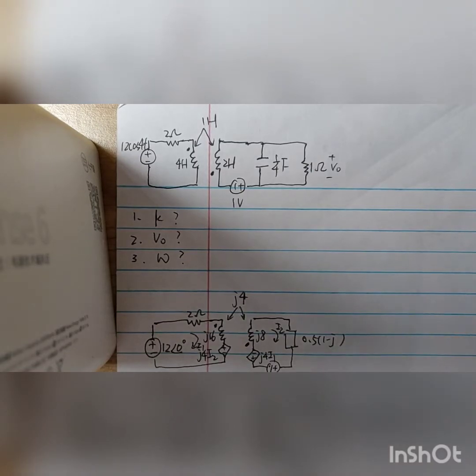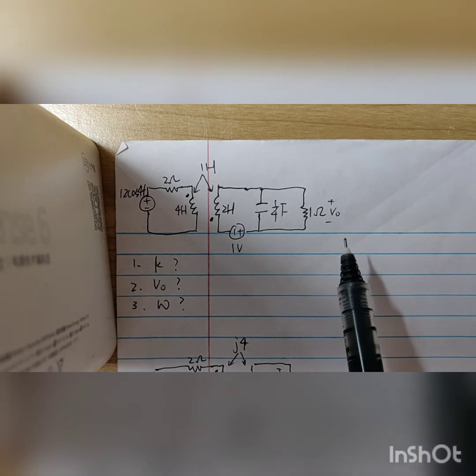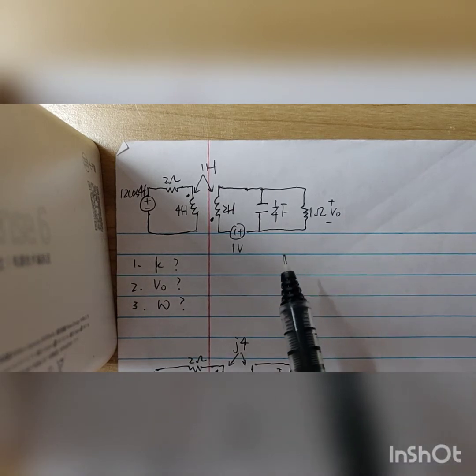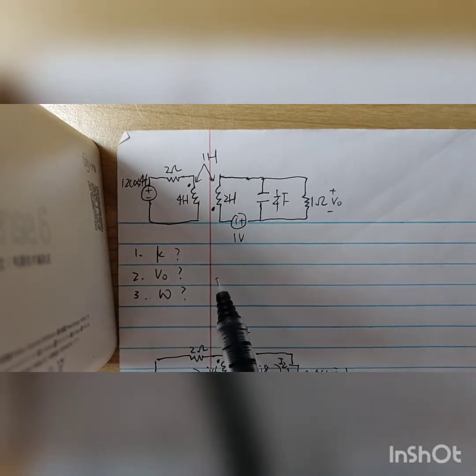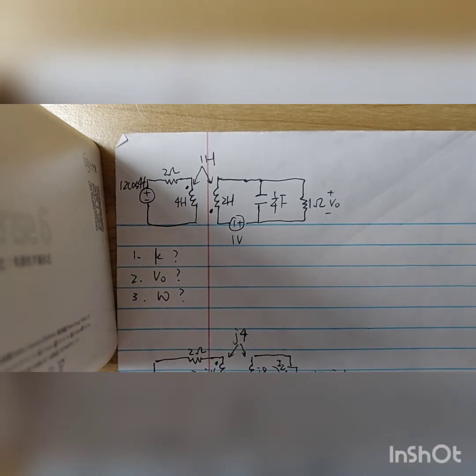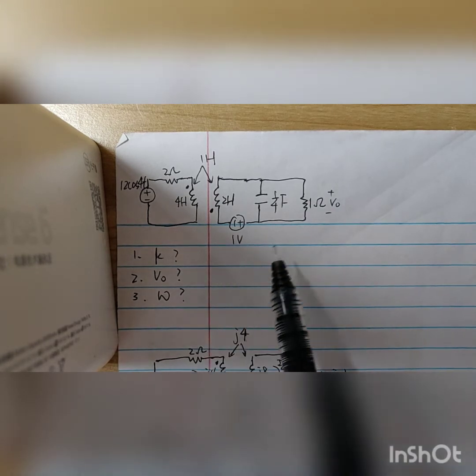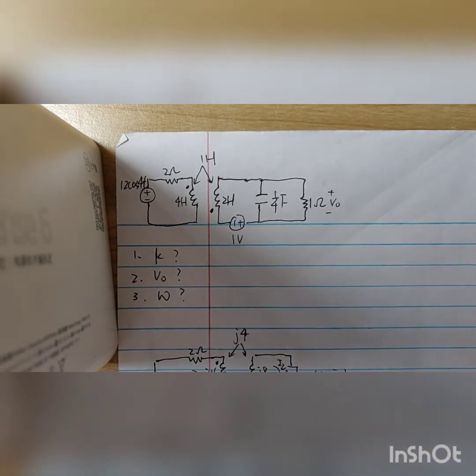Okay, so here's the circuit I'm going to solve for by using the concepts we learned from chapter 11. So first I'm going to solve for K, the coupling coefficient. And second, I'm going to solve for the V0. And third, I'm going to solve for the energy stored in this circuit.